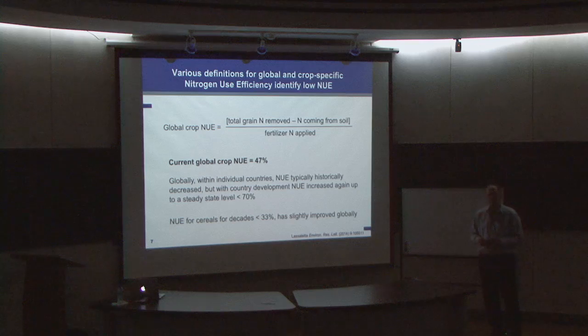This has slightly improved, but is still relatively close to that value. So cereals and wheat especially are still globally a problem with respect to nitrogen use efficiency.